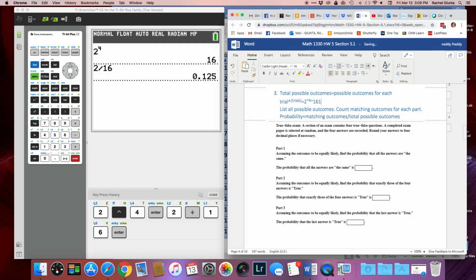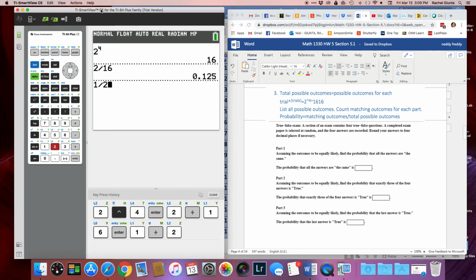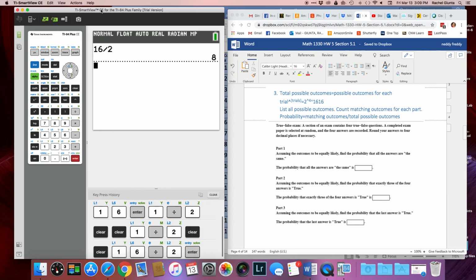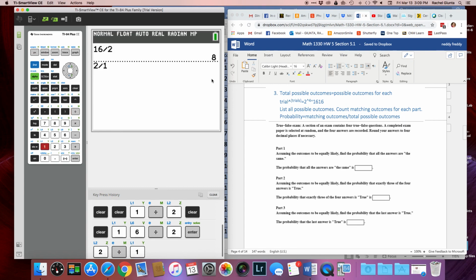So if I had done 16 divided by 2, I would have gotten 8. And that can't be a correct answer because that's a whole number greater than 1. So instead, it was 2 divided by 16 to get the correct answer of 0.125.